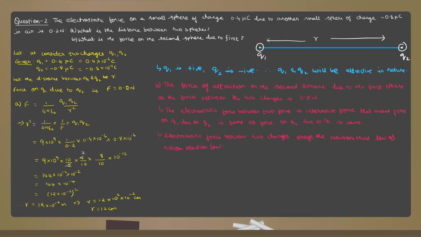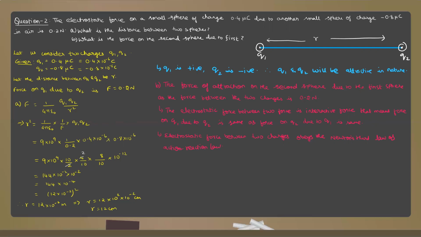And since they have given the charges in mu coulomb, we convert to coulomb, that is multiplying by 10 to the power minus 6. So 0.4 into 10 to the power minus 6 coulomb and minus 0.8 into 10 to the power minus 6 coulomb. So use Coulomb's law, F is equal to 1 by 4 pi epsilon naught Q1 Q2 by R square. As we need to find R square, take it to one side and take force to the right side. We know 1 by 4 pi epsilon naught value is 9 into 10 to the power 9, and force is 0.2. Either you can have it as 0.2 or 2 by 10. Since it is in the denominator, it will be the reciprocal, that is 10 by 2.